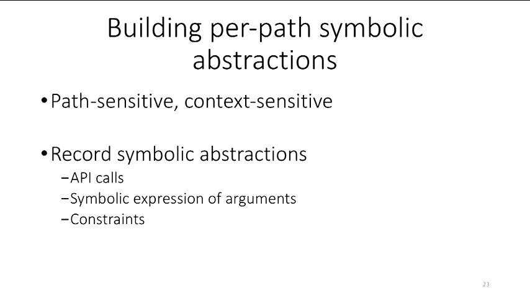By relaxing symbolic execution, we can handle large code bases. Our symbolic execution is path-sensitive and context-sensitive. While doing the symbolic execution, we record symbolic abstractions: API calls, symbolic expressions of arguments, and constraints.